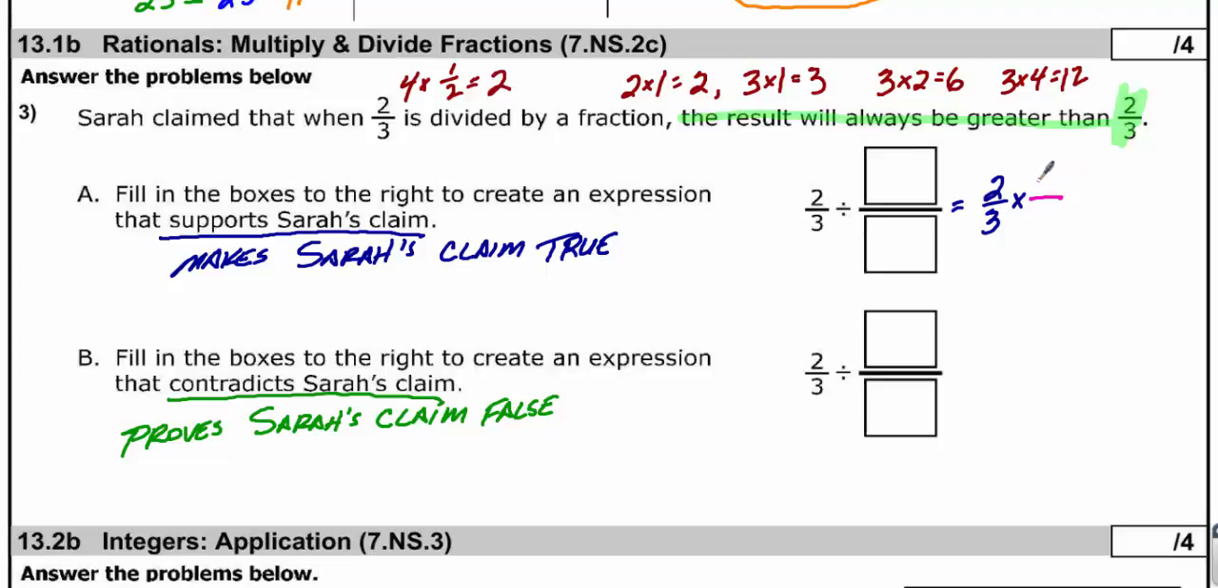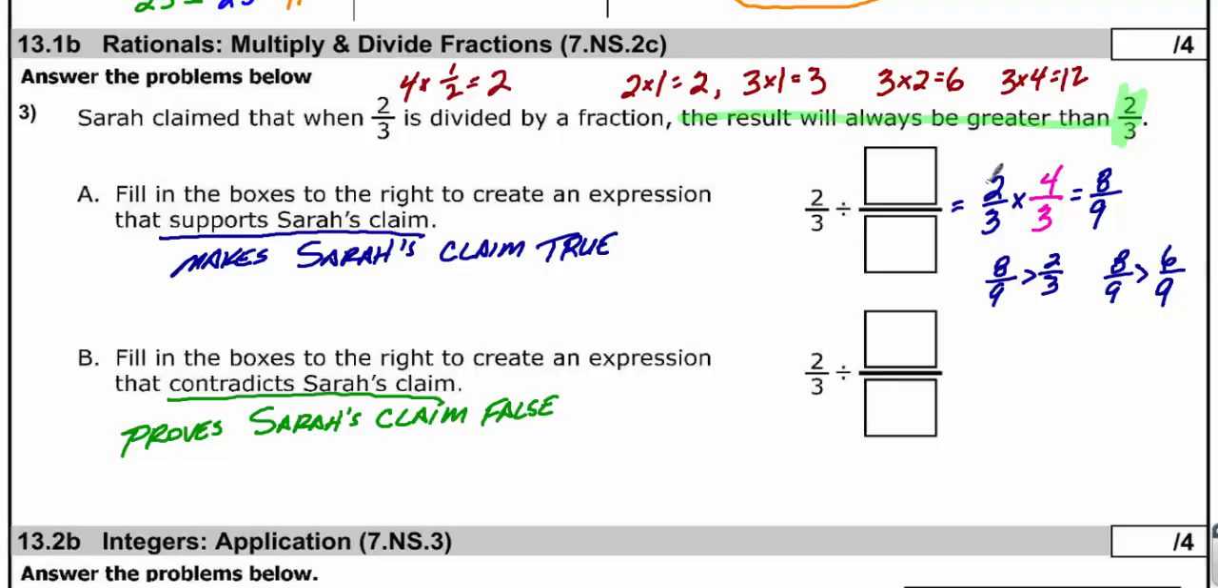I could multiply by 4/3, for example. When I carry that multiplication out, I get 2/3 times 4/3 is 8/9, and I know 8/9 is greater than 2/3 because I can turn them both into ninths. I can keep the 8/9 as 8/9, and I can make the 2/3 into ninths. So 3 times 3 makes 9, 2 times 3 makes 6. 8/9 is greater than 6/9.